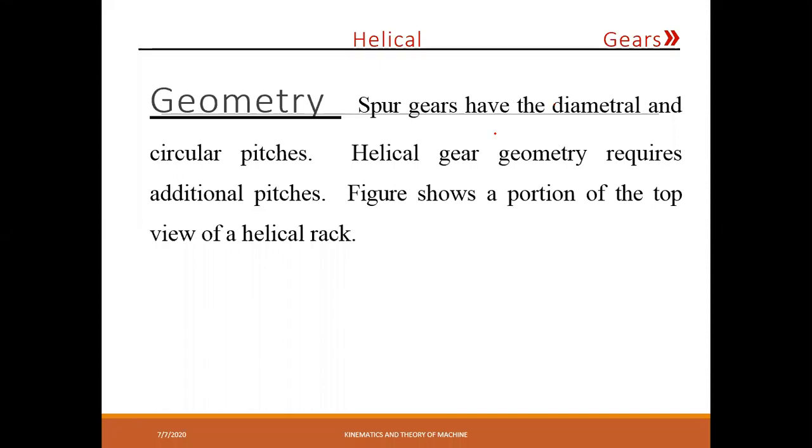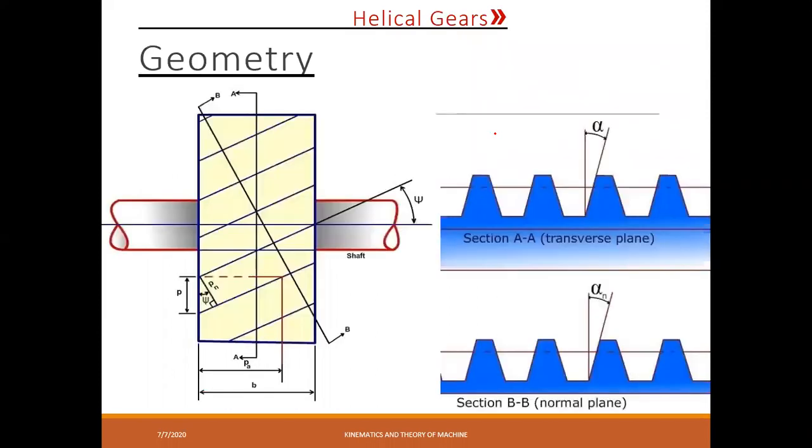The spur gear has the diametral and circular pitch. The helical gear geometry requires additional pitches, like in the helical rack. This is the top view of the rack, and also a view of the teeth on the rack. So here, this is the tooth. These are the teeth of the helical gear.